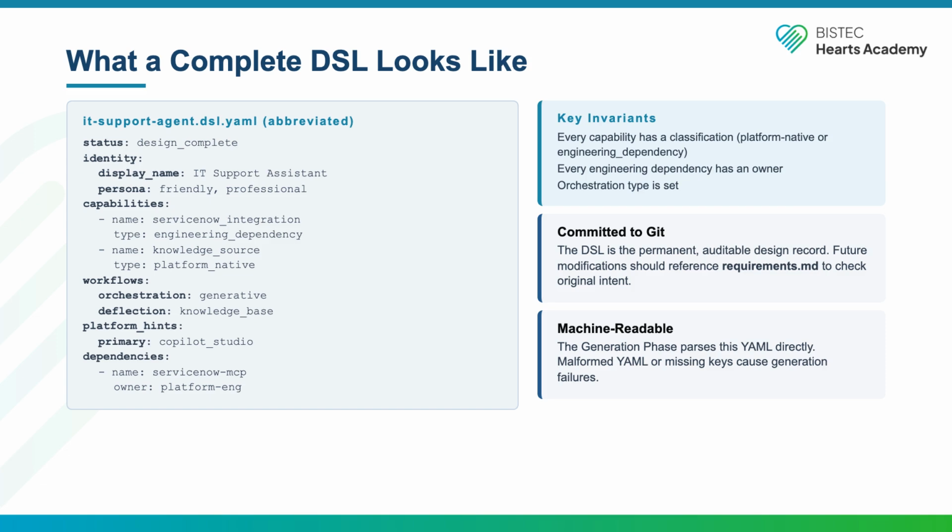The platform native capabilities do not appear here. They are fully described in the capabilities section and will be handled automatically by the generation phase. The important invariants are: every capability is classified, every engineering dependency has an owner, and the orchestration type is set. If any of these are missing, the Step 7 automated checks will catch it before you can press C.